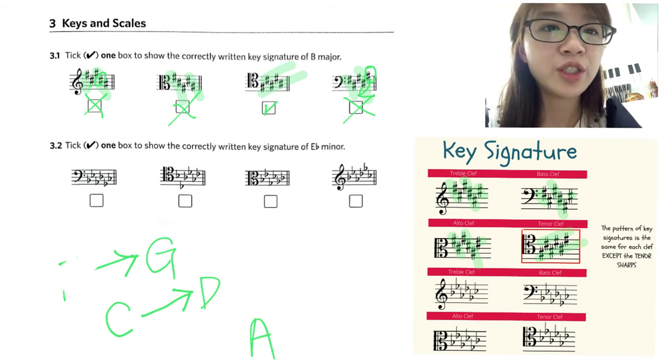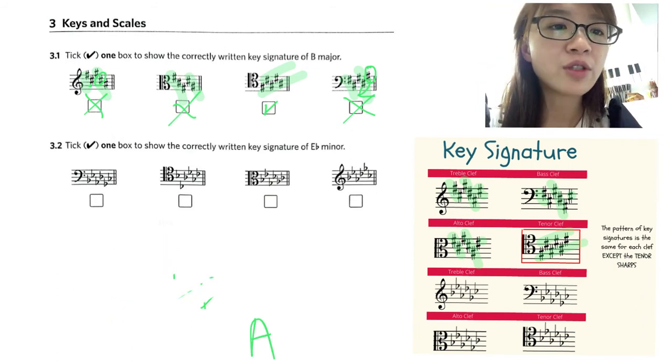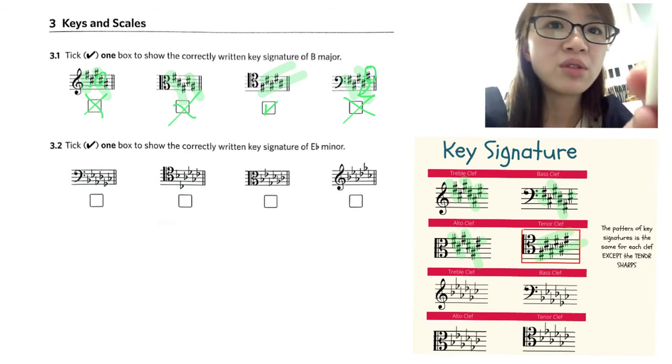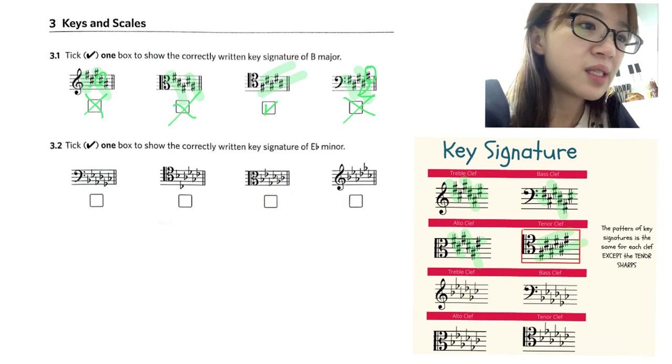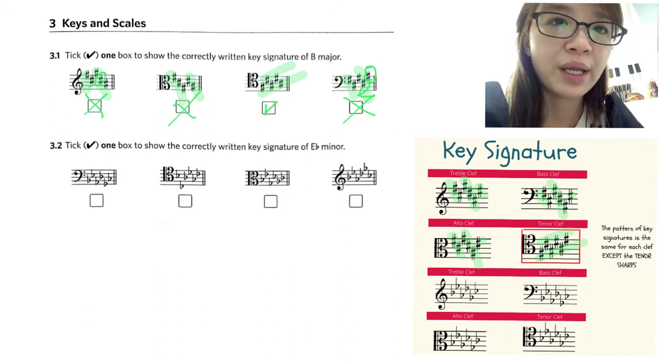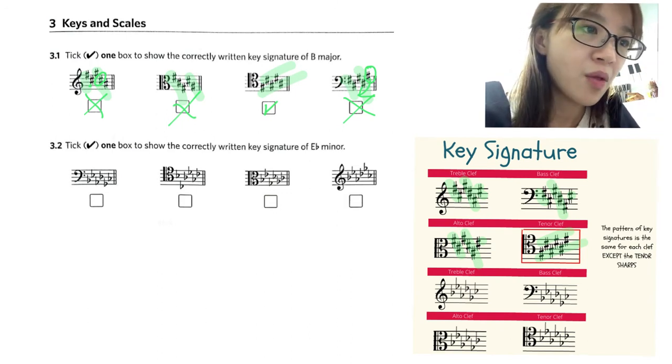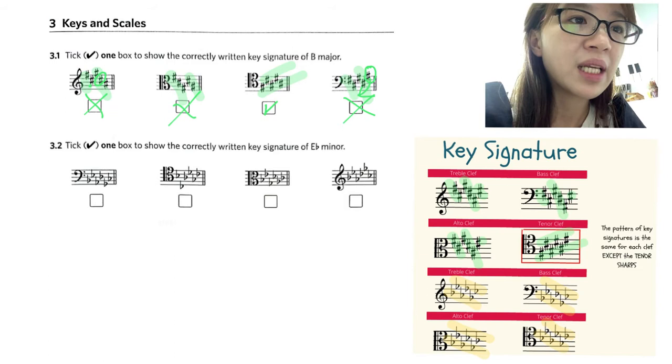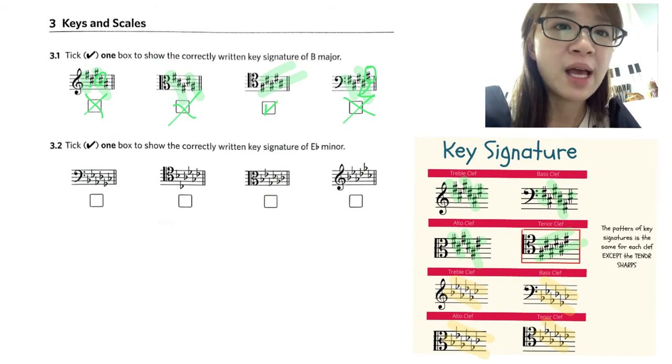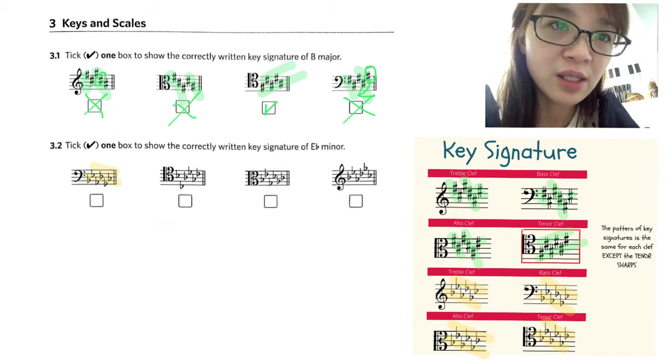Continue with the next question. It's about flats. Flat is very straightforward because you have all the flats in this shape, 3 and 3. E flat minor has all 6 flats. At a glance, this is correct.